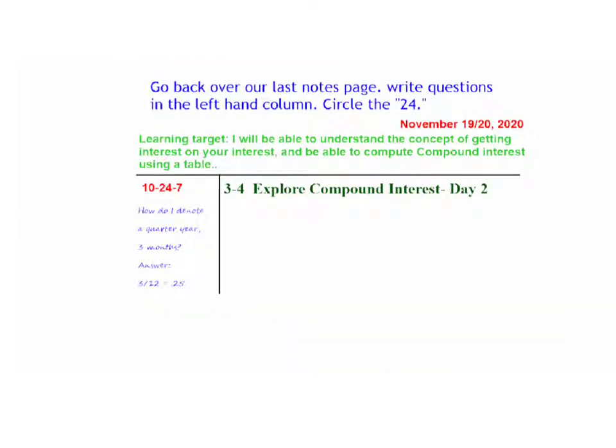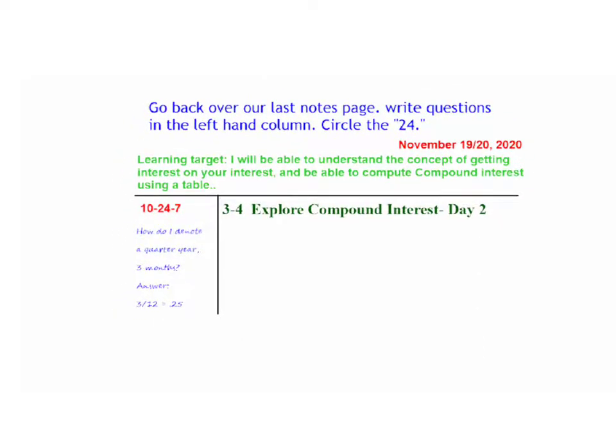All right, let's go back over our last notes page. That would be Compound Interest Day 2, November 19th and 20th, and write a question in the left-hand column. I have an example here. How do I denote a quarter year or 3 months? And the answer is 3 divided by 12 equals 0.25. 0.25 is the decimal you use for a quarter year. When you get that question down, or the one you prefer, circle your 24. Hopefully your 10 is already circled.